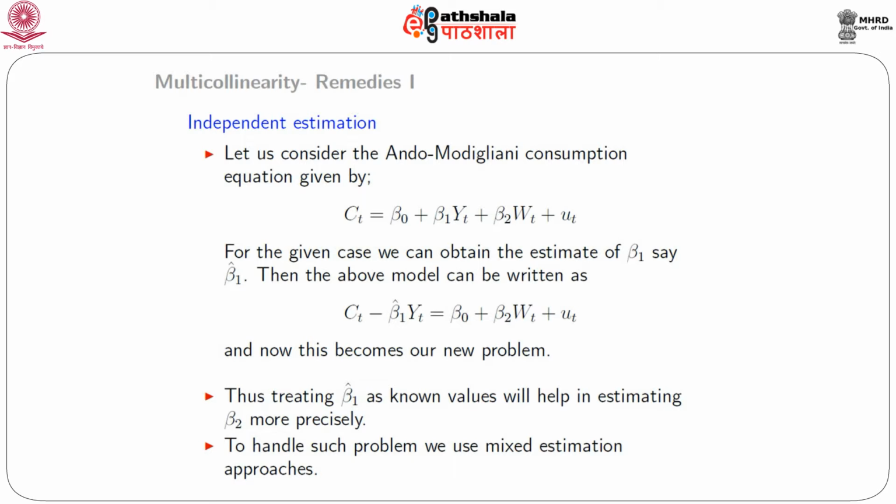So, this now becomes our new model, where the left hand side is now known because we have inserted the estimate of beta 1 instead of the unknown parameter beta 1. On the right side, we have only one predictor variable: beta naught plus beta 2 Wt plus Ut, where Ut is the error term. So thus treating beta 1 hat as a known value will help us in estimating beta 2 more precisely. And to handle such a problem, we use the mixed estimation approach.